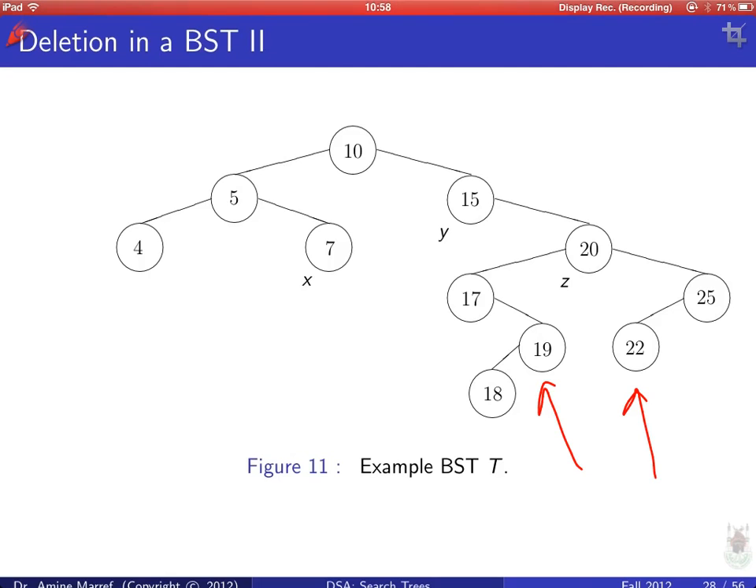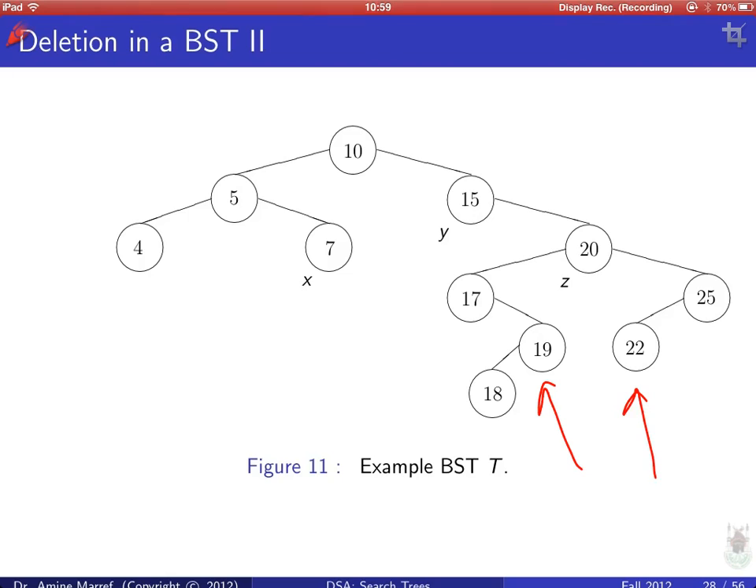And the same for the Inorder successor. The Inorder successor cannot have a left child, because if it had a left child, that one is going to be the Inorder successor. That means the Inorder predecessor cannot have a right child, and the Inorder successor cannot have a left child. So the Inorder predecessor can only have one left child or 0 children. The Inorder successor can only have one right child or 0 children.